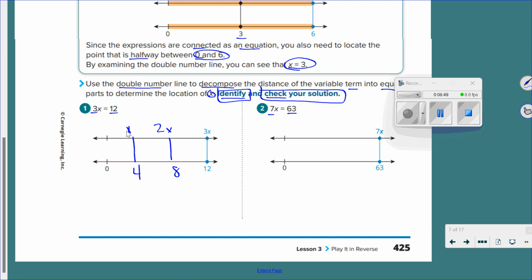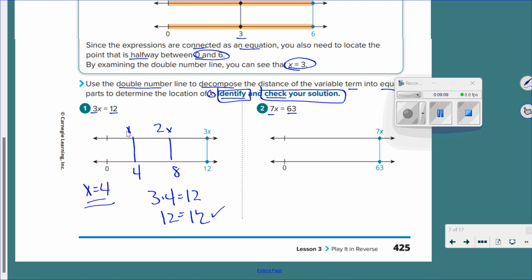X equals 4. Yes, you need to have that written down. Why? It said identify your solution. Then we also need to check it, meaning I put it back in. So 3 times 4 equals 12. 12 equals 12. Does that check? Yes. Again, my coefficient tells me how many intervals I need.